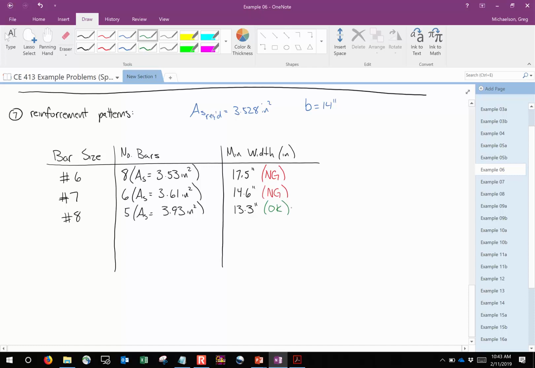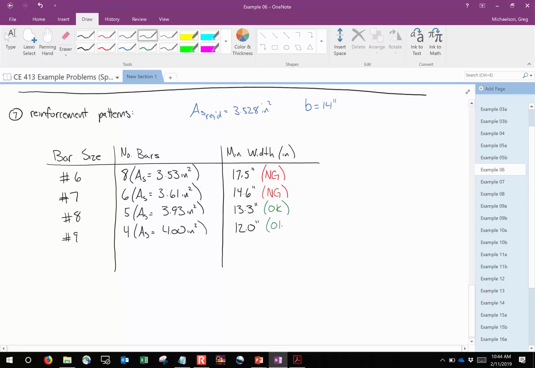Okay? Now, let's keep going. Are there any number 9 options? Well, we can't use the 3, so we'd have to go with the 4. So 4, because the area of steel is 4.00 square inches. And what's the minimum beam width? Somebody else. 12.02, so 12.0. Does that work?